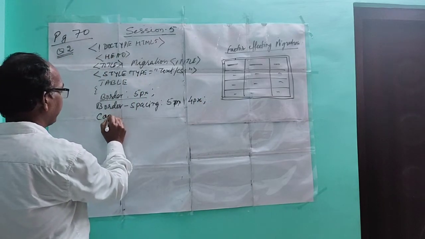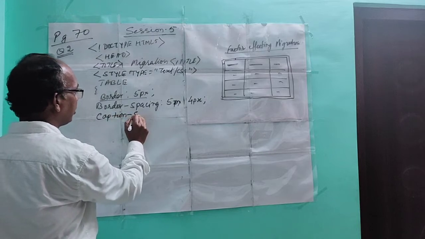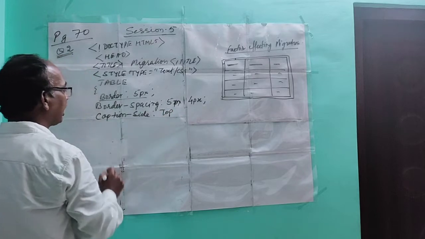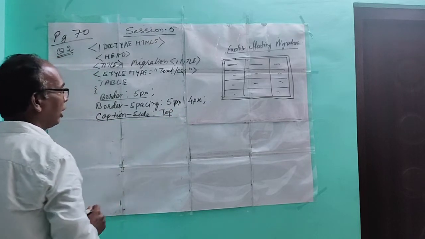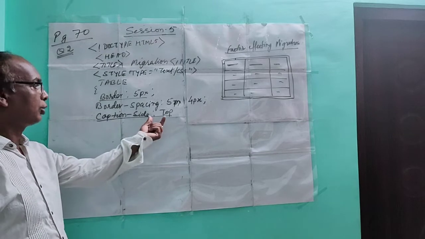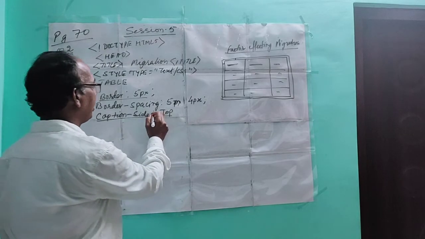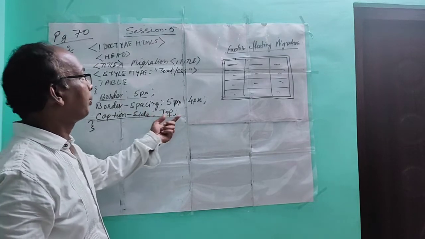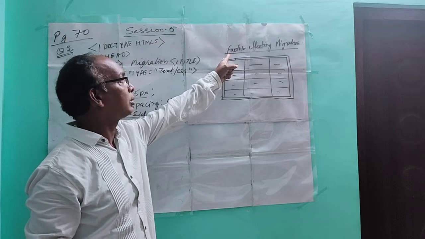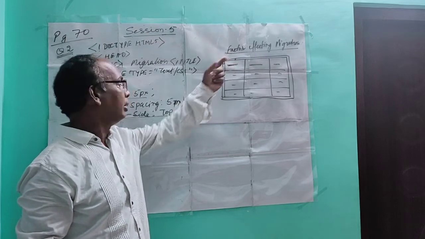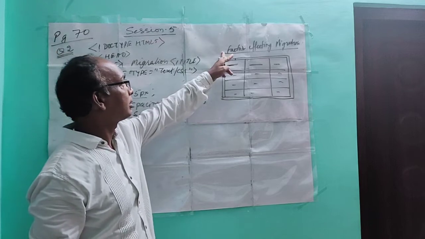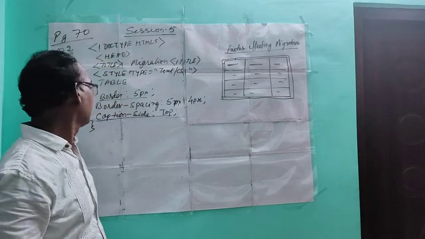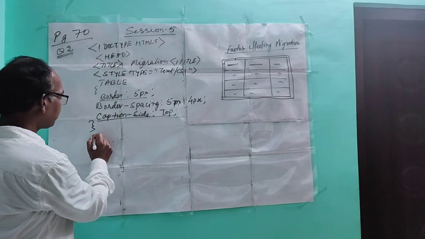Then caption side, top. Caption side. There are 2 values of the caption side. That is top and bottom. Okay. So if you use top, then the captions will appear at the top of the table. If you use bottom, then this text appears at the bottom of the table. Clear?